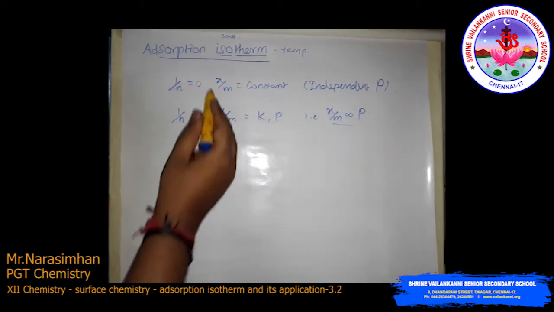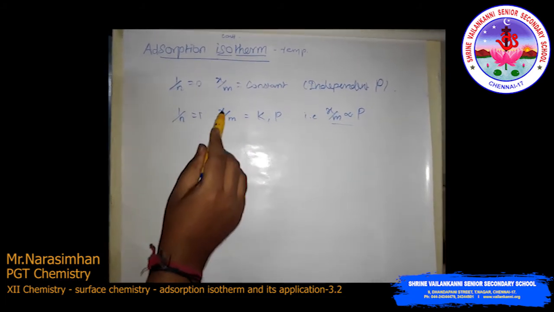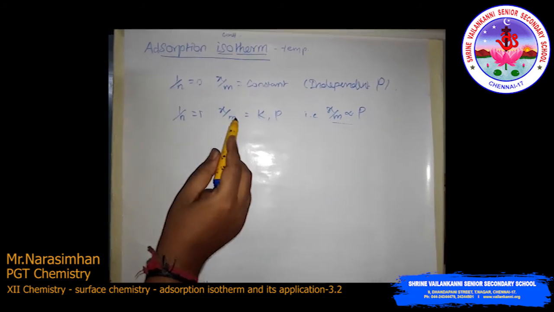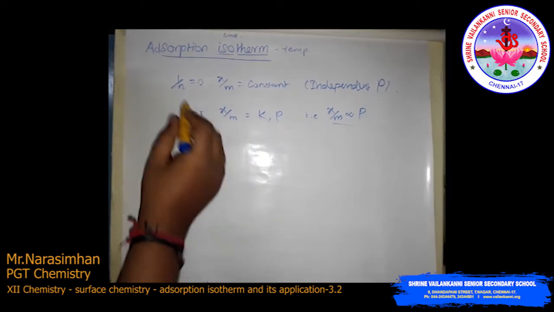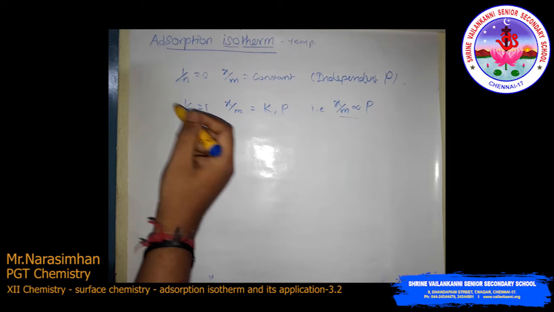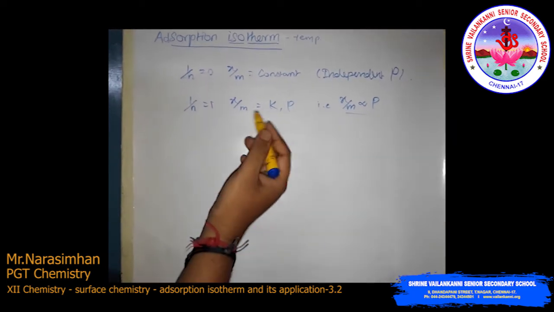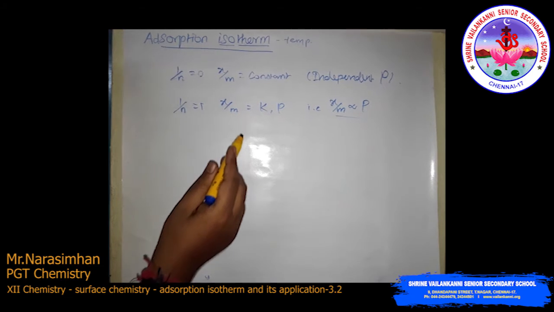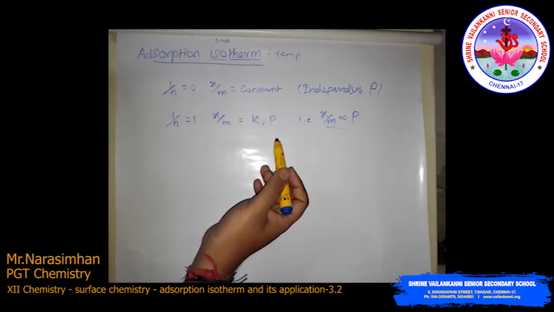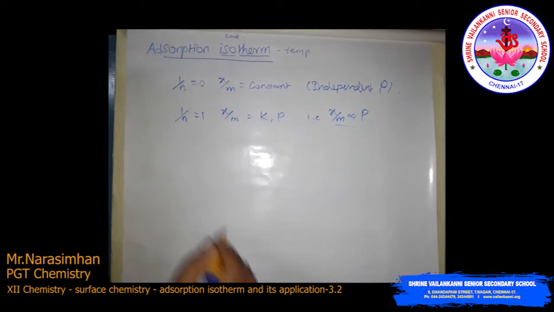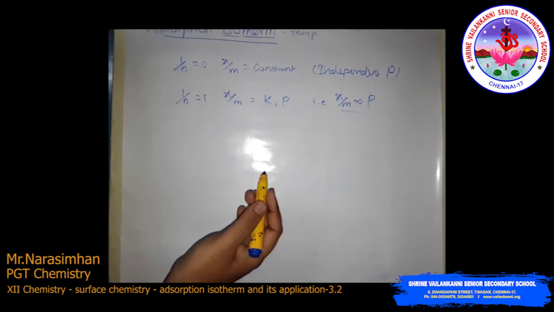Both conditions are supported by experimental results. The experimental isotherms always seem to approach saturation at high pressure. This cannot be explained by the Freundlich isotherm, because it holds only for a limited range of pressure. So the Freundlich adsorption isotherm fails at high pressure.